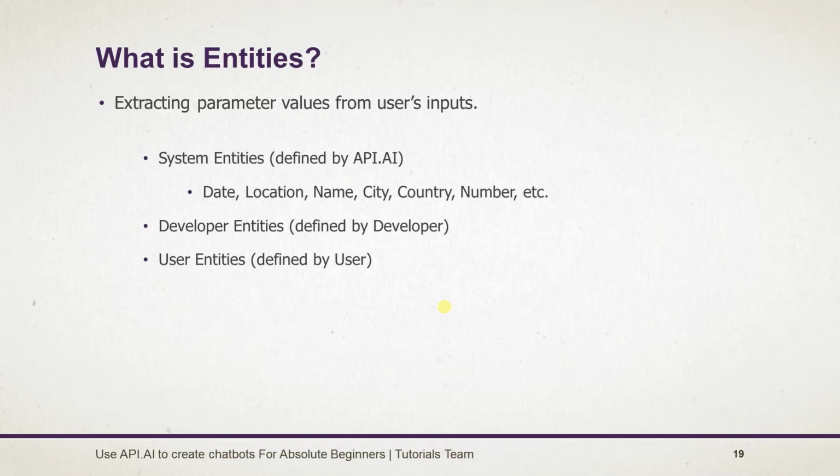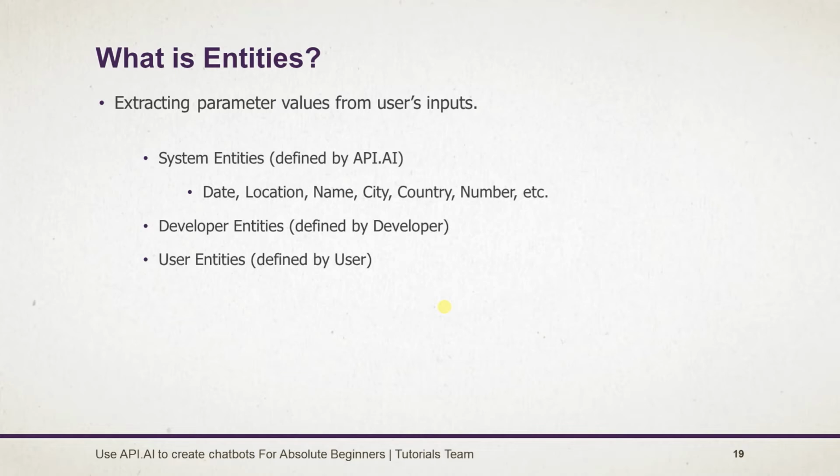First is a system entity, which is defined by API.AI itself, and includes language, date, city, country, capital, zip code, color, email, person, number, URL, and many more. Next is a developer entity, which is created by the developer, which we will see in this session. And next is a user entity, which is created by each individual user request. User entity data are passed via the JSON data, which includes the session ID.